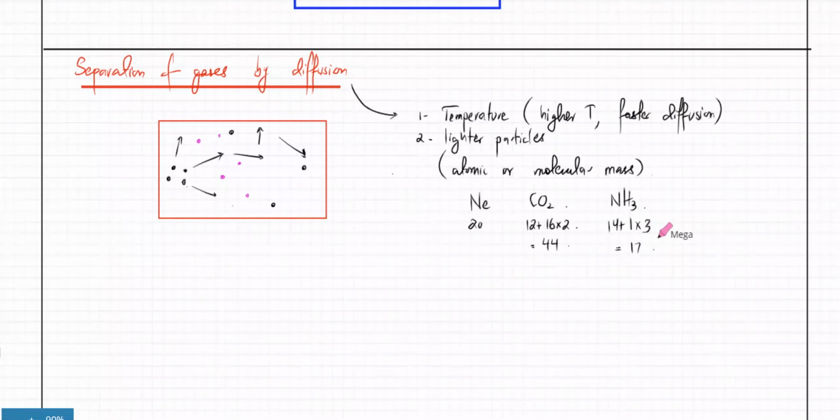So anyway, particles that are lighter, for example, ammonia is a light particle. It only has a mass of 17, whereas carbon dioxide is a heavy gas particle. It's much heavier. So lighter particles travel faster, or they spread around faster, or they diffuse faster.